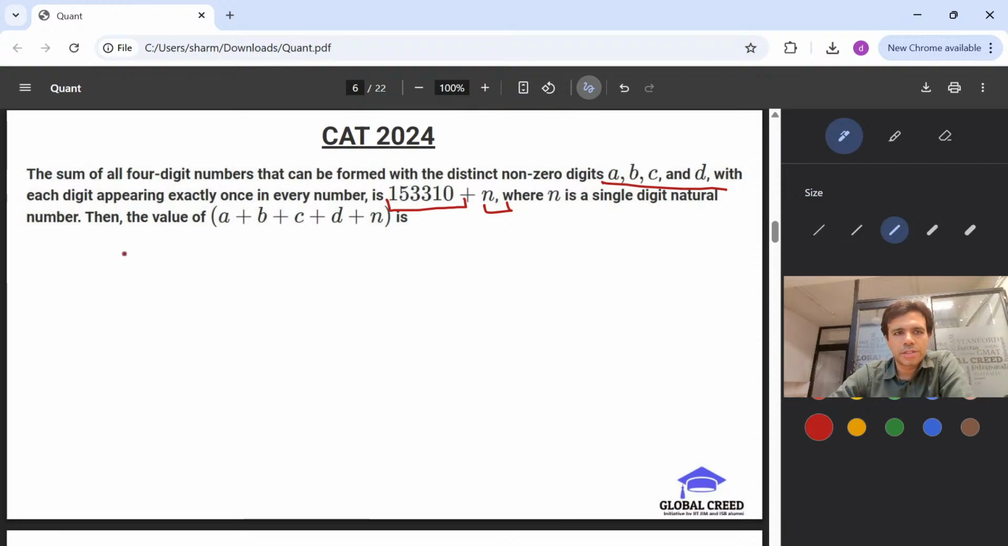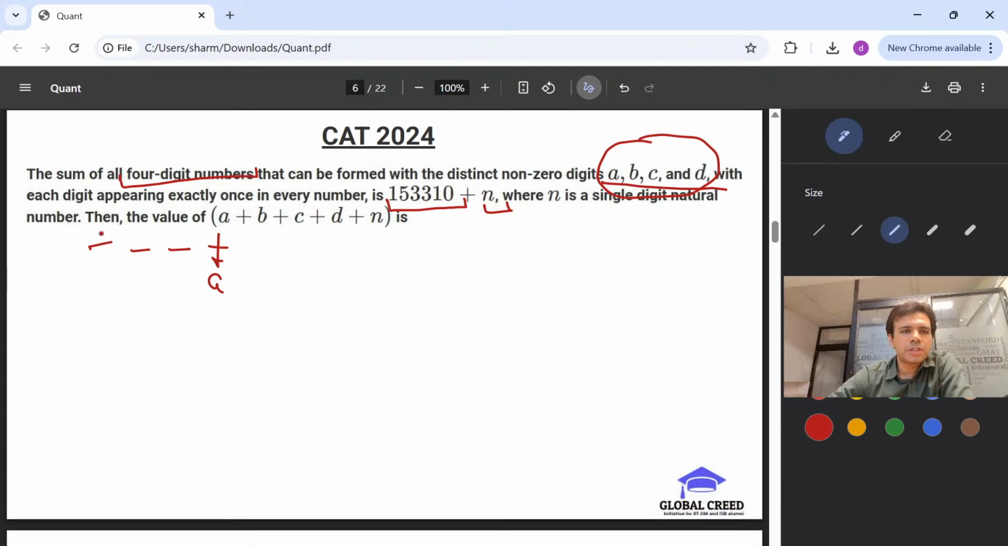each digit appearing once, let's try to understand what does that mean. So this basically means that we are talking about a, b, c, d. So we could say A could come at 4 different places because we are talking about a 4-digit number, right? So if I say 1, 2, 3, 4, A would come now and can be formed with distinct non-zero digits A, B, C, D, with each digit appearing exactly once in every number. We have to talk about all the 4-digit numbers which are possible. Let's say if I say A comes here. So how many numbers would A come here? If you are making a number using these 4 digits only, with the distinct non-zero digits A, B, C, D.